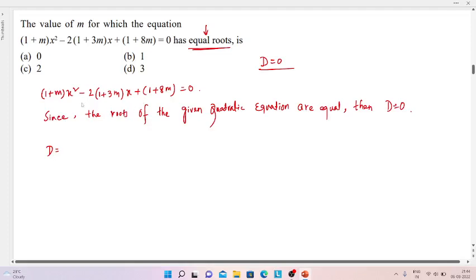So we can write down D as minus 2 times 1 plus 3m, that part whole square, minus b square minus 4 times ac, so 4 times 1 plus m times 1 plus 8m, which equals 0. So what is the value of this particular expression? I have to solve this expression.